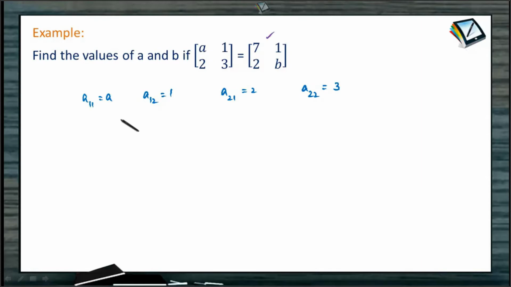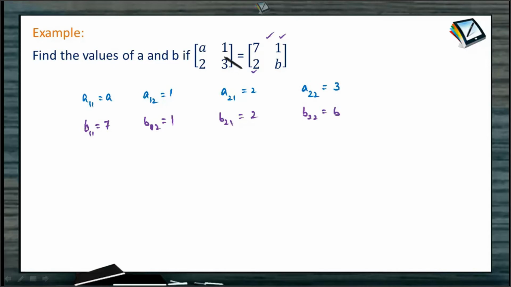Now in the second matrix given, what is B11? Yes, it is 7. B12, that is the first row, second column, the number is 1. B21 is 2, right? Second row, first column. And then B22, second row, second column, the number is B.